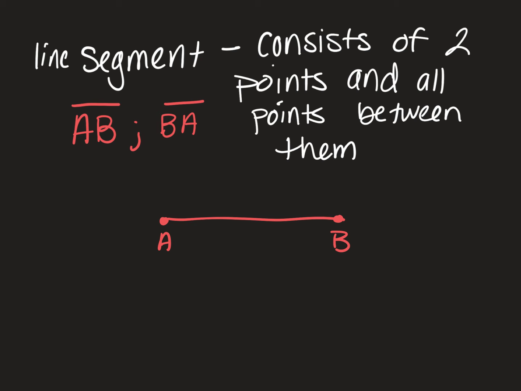Even if I were to throw another point on here, like C, then we could have segment AC is this part, and then CB is between C and B. Oh, still writing with a highlighter. So BC and CB would be the same thing. CA, AC, same thing. Just like with lines, with segments you can swap the letters.